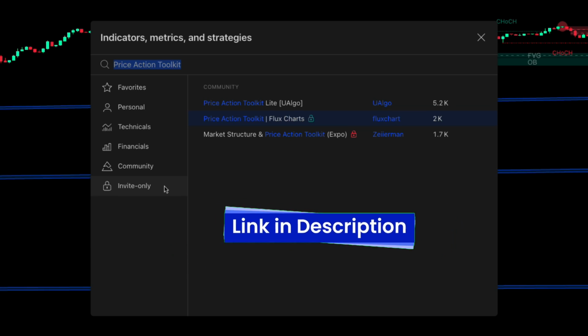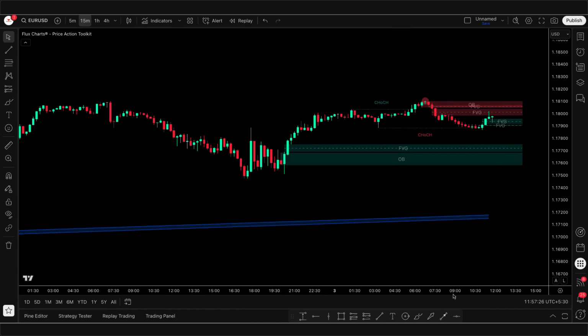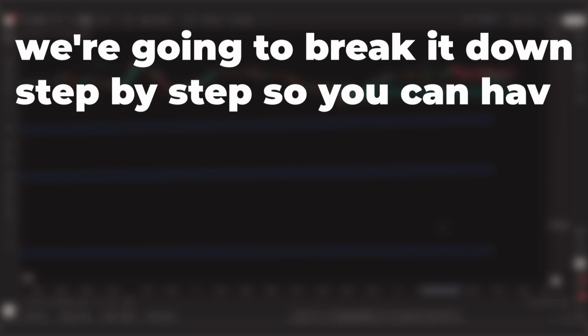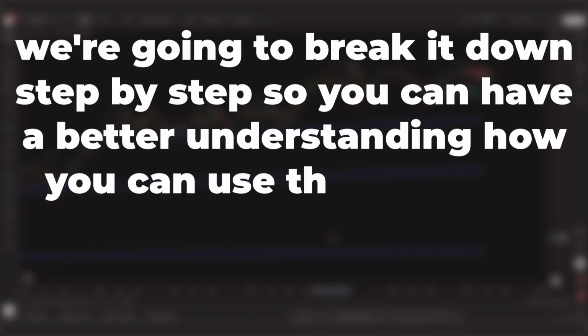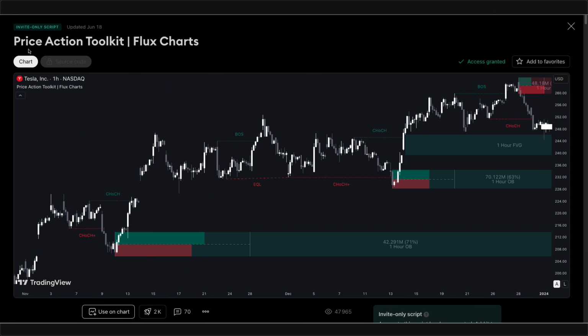After you've added the indicator to your chart, you might notice that your chart looks a bit busier than before. Don't worry, we're going to break it down step by step so you can have a better understanding of how you can use this powerful tool to enhance your trading strategy. First off, let's talk about the Price Action Toolkit.